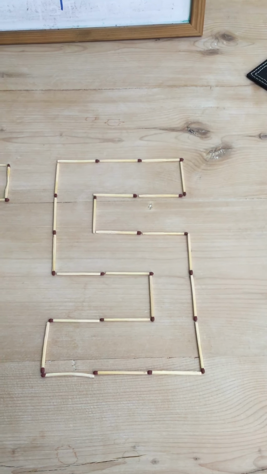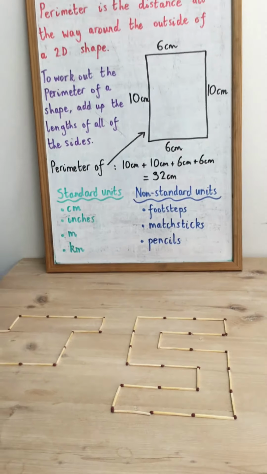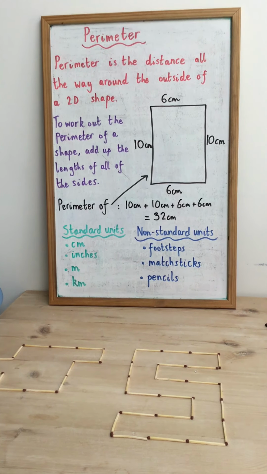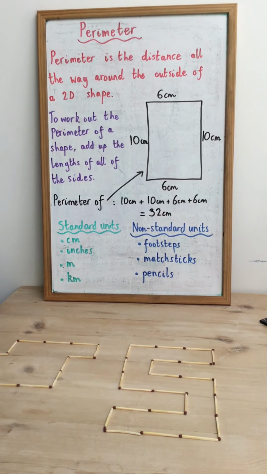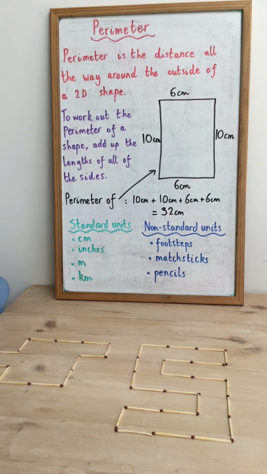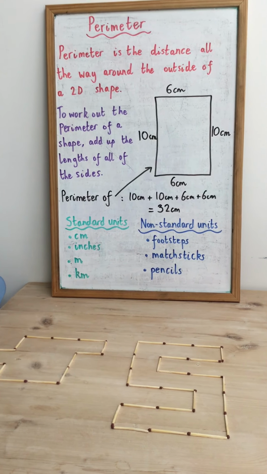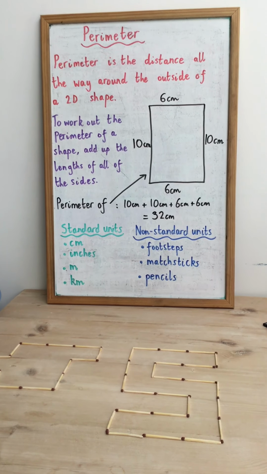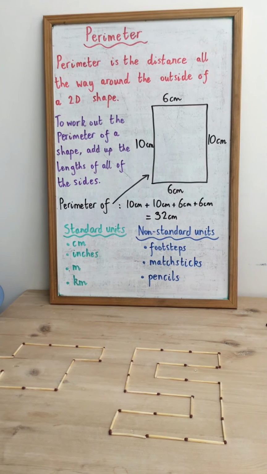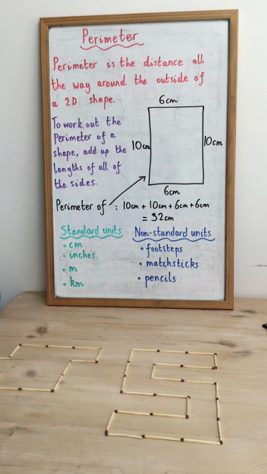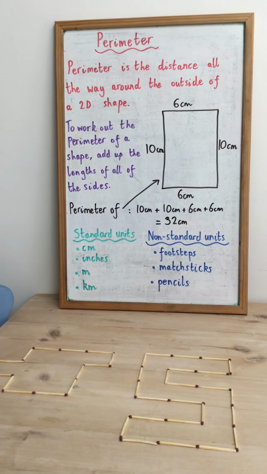Now I want to set you guys a couple of challenges separate from the worksheet, all about perimeter to do today. So what I would like you to do is to choose a non-standard unit from your home. So maybe it's pencils, maybe it's matchsticks, could be footsteps in your garden, but any kind of non-standard unit. And I want you to see if you can create the first letter of your name using your non-standard unit and find out the perimeter of that letter in that non-standard unit. So that's the first challenge.